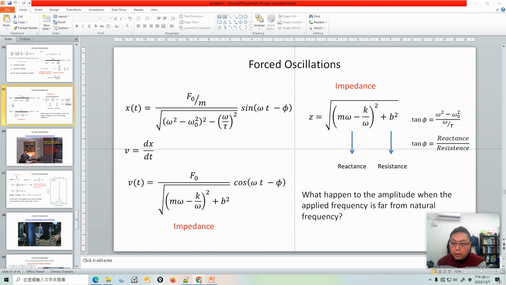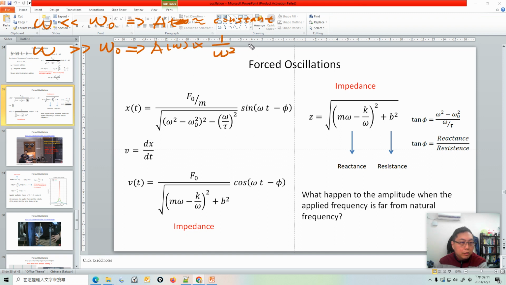In the previous video, we discussed two situations: omega is way smaller than omega zero, and omega is way larger than omega zero. When omega is way smaller than the natural frequency, the amplitude is almost like a constant. But when you apply a very large frequency into a system, your amplitude is probably 1 over omega squared. That means it decreases. As your applied frequency omega increases, your amplitude decreases.